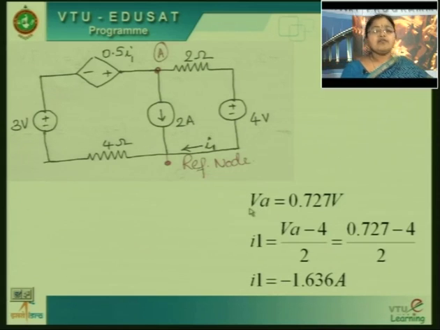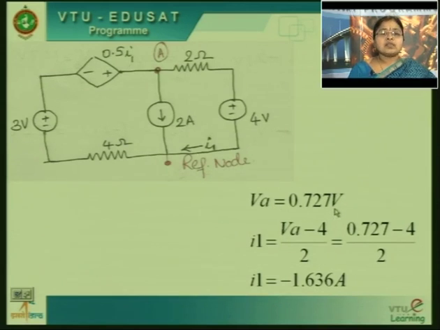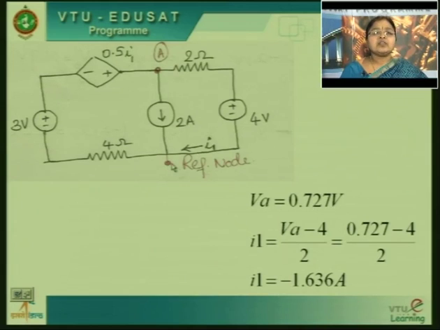If you substitute that and solve, then you will get the value of VA. The value of VA, that is the voltage at node A, is equal to 0.727 volts with respect to this reference node. With respect to reference, this is 0.727 volts. What is our aim? We have to calculate I1. So, I1 is equal to VA minus 4 by 2. VA minus 4 by 2 gives me the I1 value. The I1 value is minus 1.636.